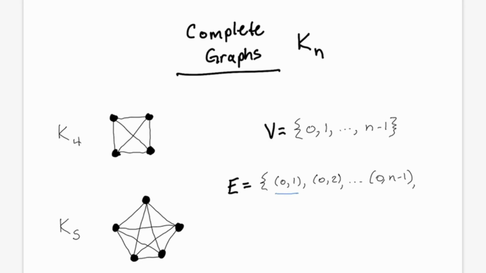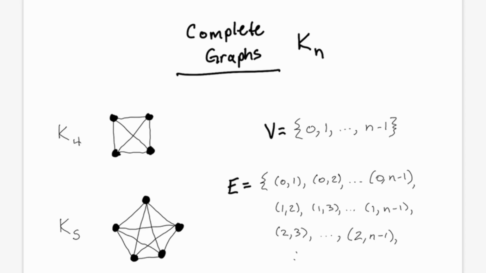Remember, complete graphs don't include multiple edges. So we'll start with the edge 1, 2. Then we would have to include the edge 1, 3 if we had a vertex labeled 3, and so on up to the edge 1, n-1. Now we have to add all of the edges that are connected to vertex 2. We've already got the edges connecting 2 to 0 and 2 to 1, so we don't have to write those again. We would start with the edge 2, 3, all the way up to the edge 2, n-1.